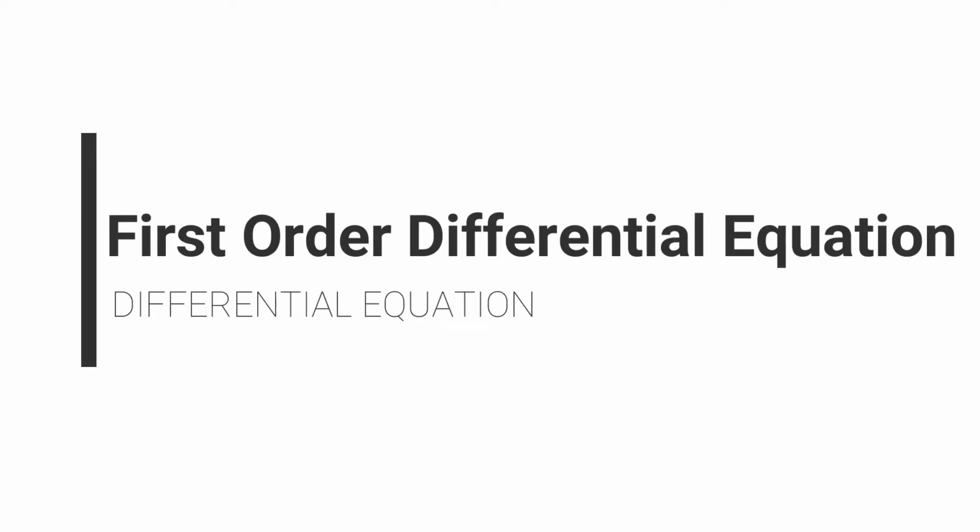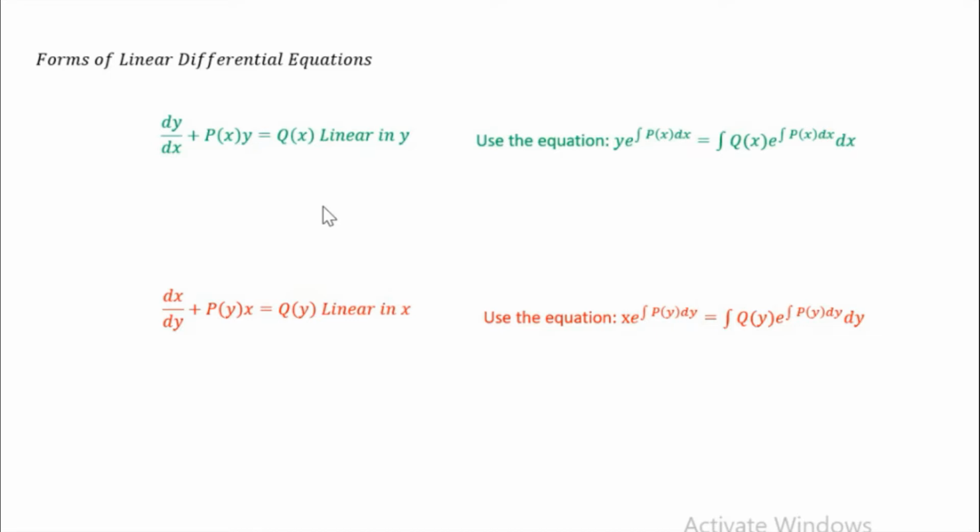Today, we're going to discuss first order differential equations. In these forms of linear differential equations, we have two forms. We have dy over dx plus p of x times y is equal to q of x. It is linear in y.